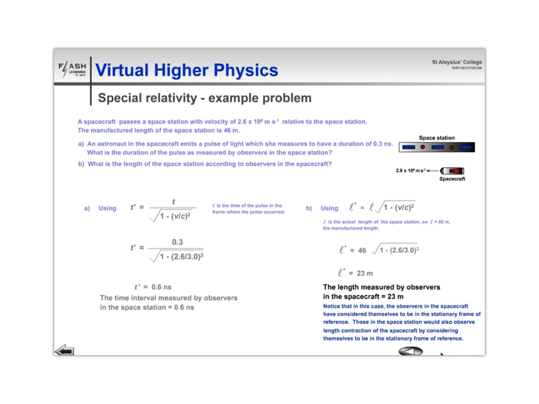So L dash and t dash are all about measurements which you take in a reference frame which is moving relative to yours. And L and t are all about measurements which you take in the same frame of reference that you are in.